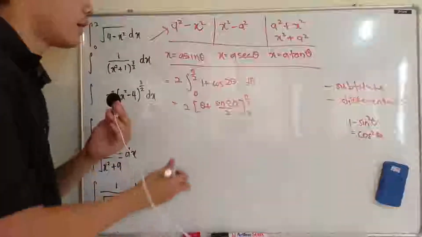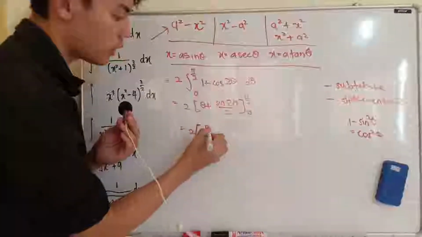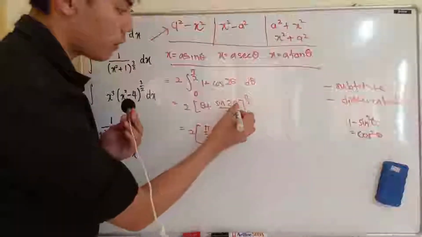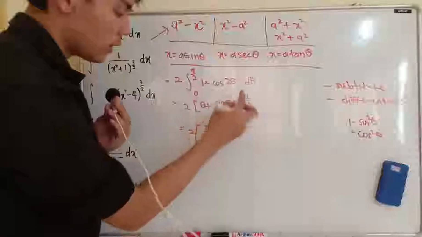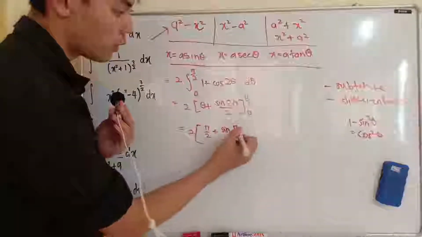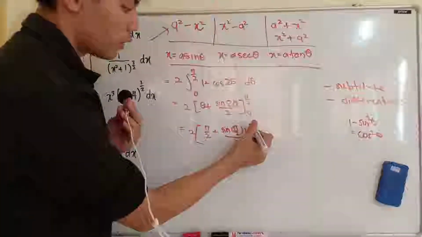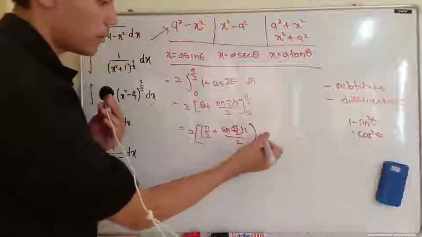Okay, so you just substitute in pi over 2 over here. Here going to be pi over 2 over here. So sine of pi over 2 times 2 over here divided by 2. Okay, that's the first column, the first bracket.